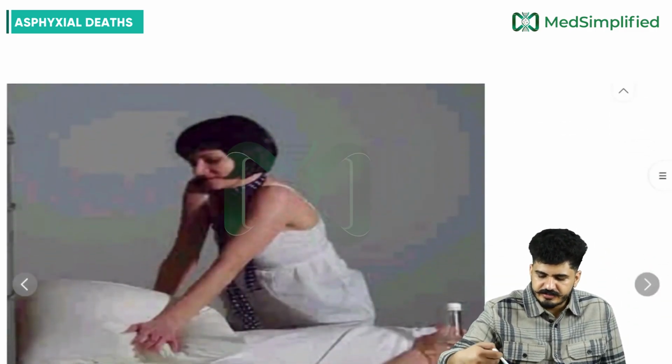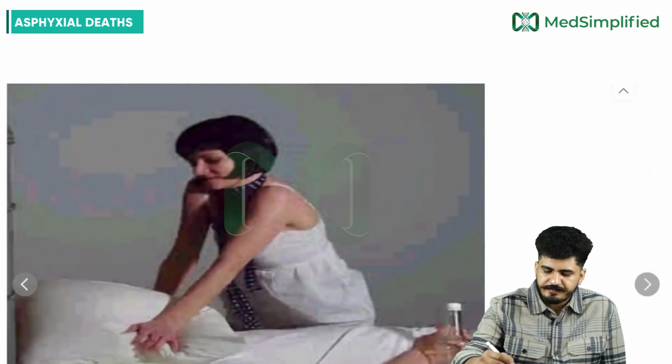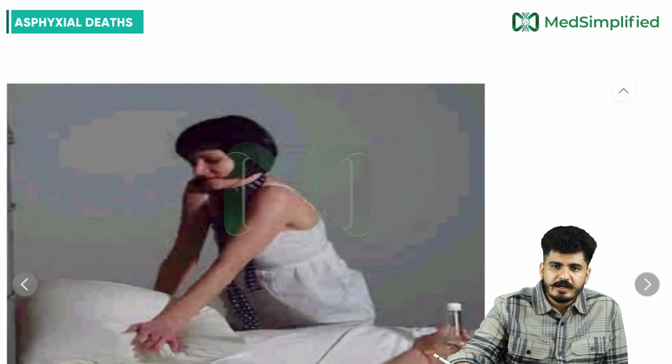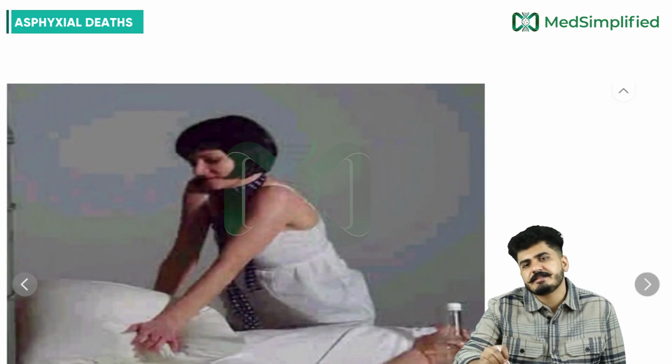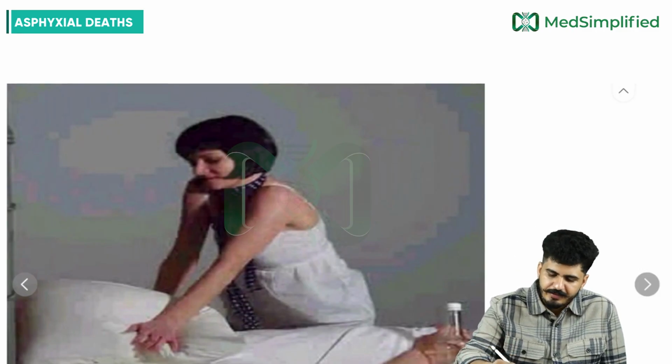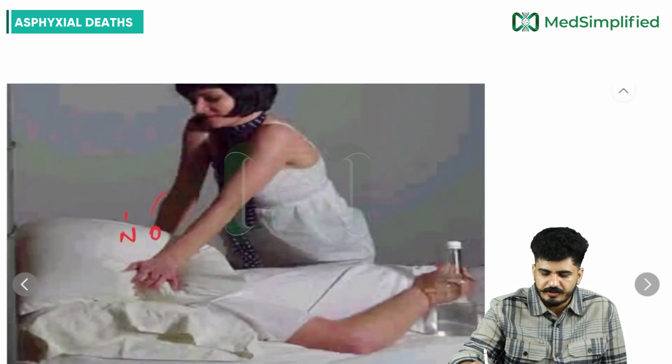homicidal. Now you can see this woman, what she is doing. She is taking the pillow, and when it is done with the help of a pillow, you will not see lacerations, bruises, contusions, etc. So she is using the pillow to close the nasopharynx and the oropharynx, and this is called smothering.